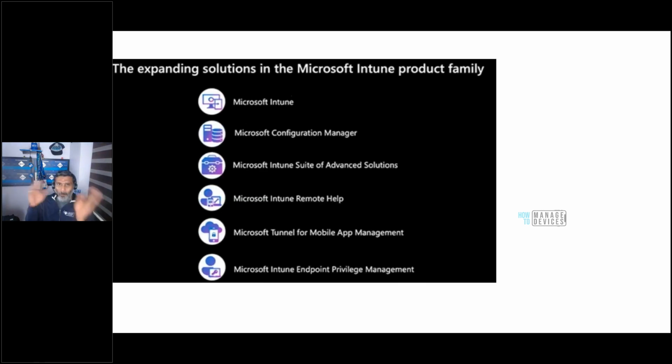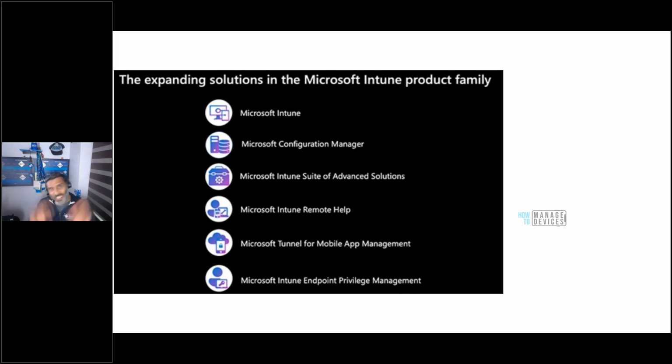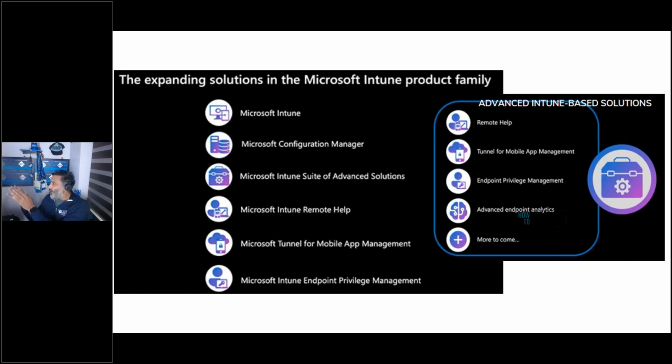Let's go into a bit more detail of that branding structure and what the licensing model is. I'm not an expert in licensing, but I can provide you some tips about the licensing model with Microsoft Intune. As you can see on the right side of the slide, there are additional products like Remote Help, Tunnel for mobile application management, privilege management, and advanced endpoint analytics. These are not coming with the standard bundle of the EMS license, I would say.